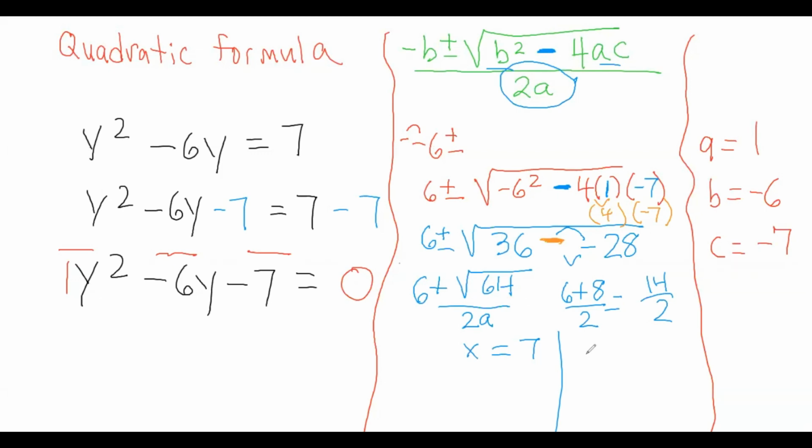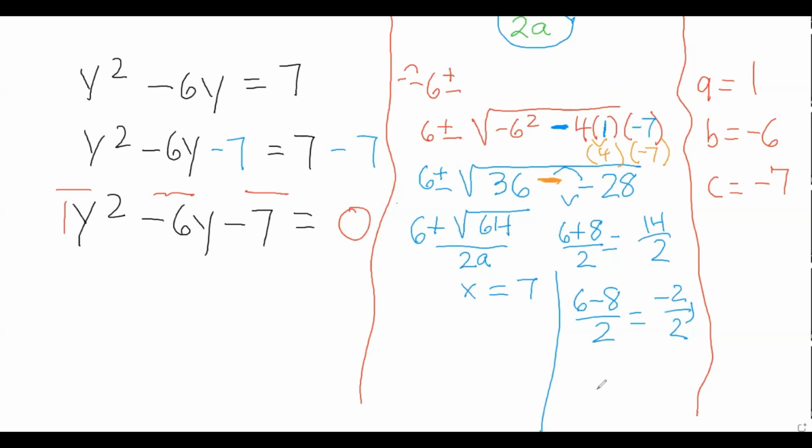Okay, then right here we have 6 minus 8 divided by 2. So what would that be? 6 minus 8 divided by 2. What is 6 minus 8? You have a positive 6 and a negative 8. Negative 2. Thank you, negative 2. So I have negative 2 divided by 2 is going to be what? Thank you. So x equals negative 1.